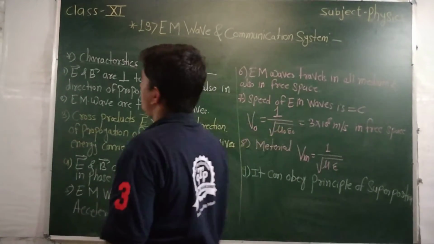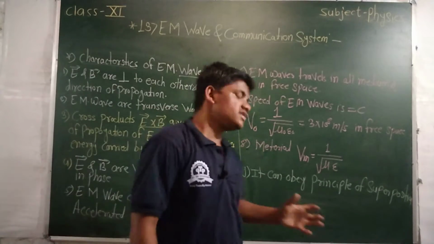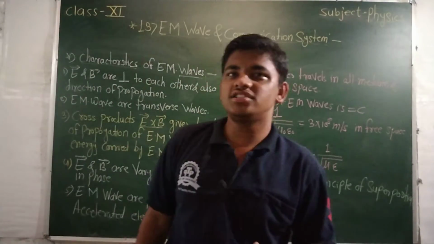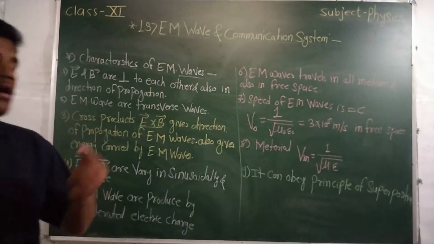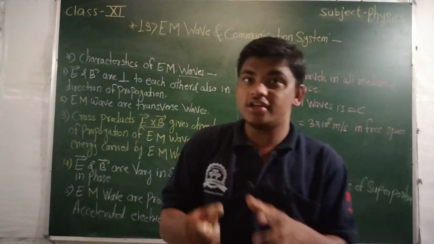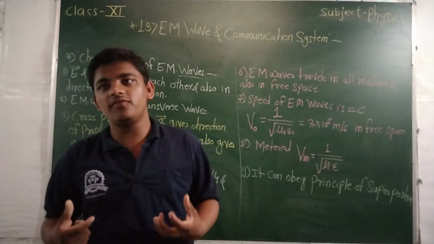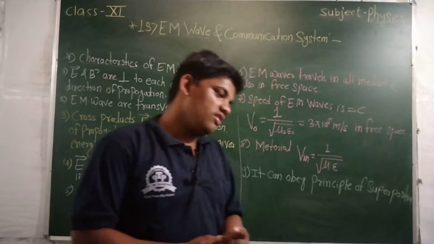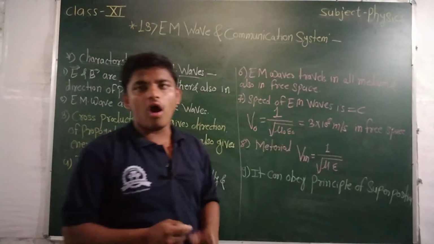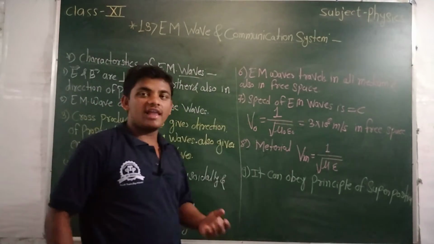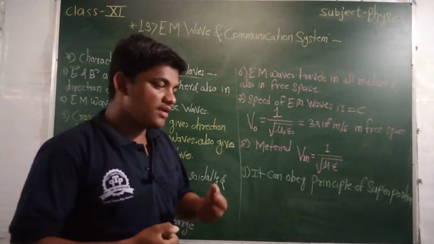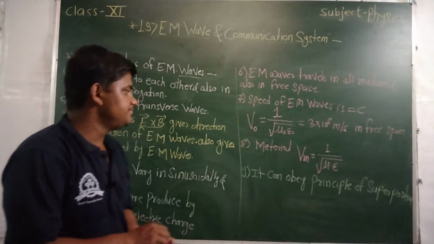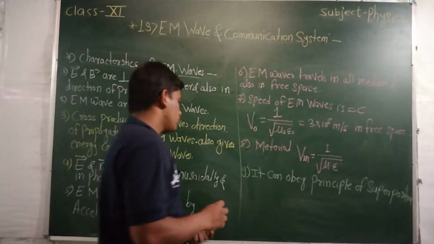Principle of superposition. This is characteristic number 9: the ratio of the amplitudes. How can we calculate the velocity in terms of the magnetic field and electric field? The ratio of the amplitude of the electric field and the magnetic field, with some constant, is equal to the velocity of electromagnetic waves. When we don't know the speed of light, how can we calculate it? We know the amplitudes of the electric field and magnetic field, and with some constant, we can calculate the speed of electromagnetic waves.